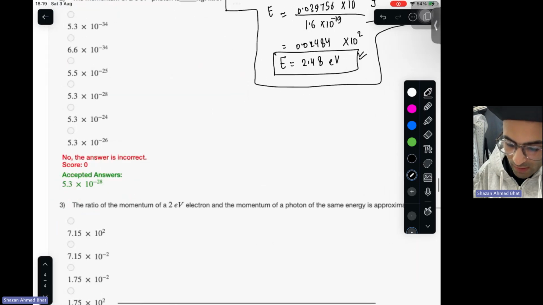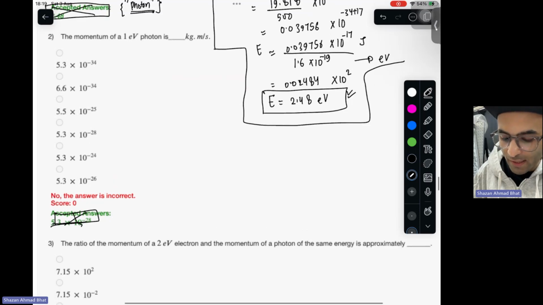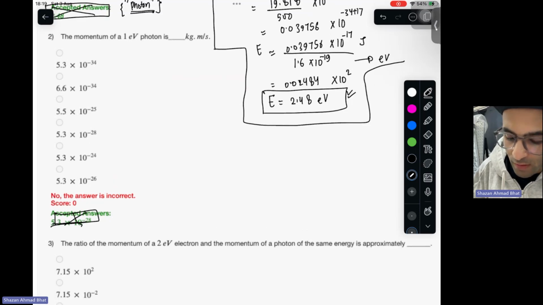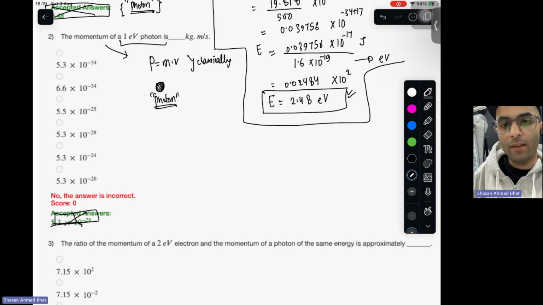So now question two, again, just omit this answer here for a moment. Question two says that the momentum of a one electron volt photon is. Now, what is momentum? It is the product of mass into velocity. You have been seeing this all the time in classical mechanics. The product of mass into velocity gives you the momentum of that object. And let's say if you have a photon, now it's a quantum mechanical entity, which I don't want to tell you more about. Let's consider it as a quantized particle which comes from an electromagnetic wave.